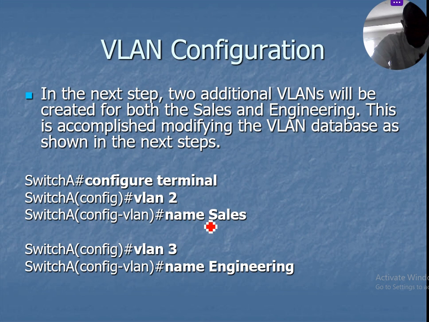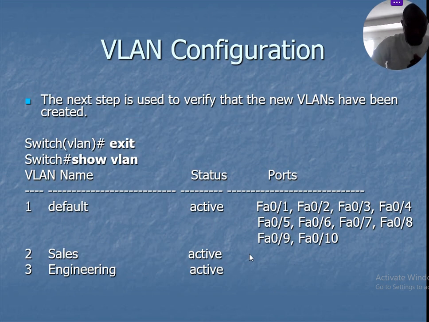Then you also want to create VLAN 3 at the same time. So you say switch A config hashtag VLAN 3, and then you go to name it. You say switch A config VLAN hashtag name engineering. So you give it a name. The name of this VLAN is engineering. So we move on to the next step.